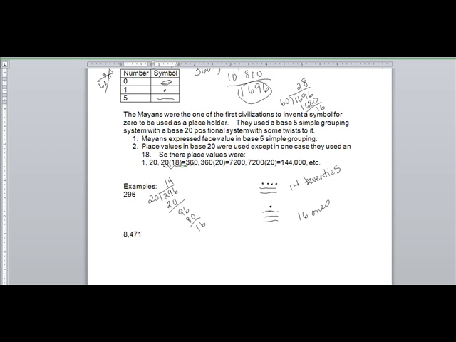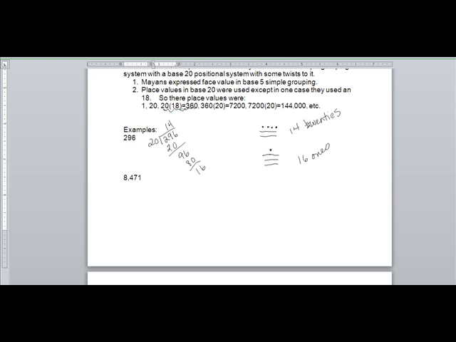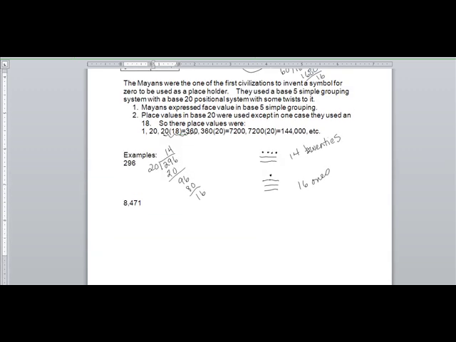Okay, do you think we're ready for one that's a fairly large one, 8,471? Okay. All right, so this time we can go as far as the 7,200. So we want to take 7,200 into 8471. It goes once. Okay, so we're going to have one 7,200.